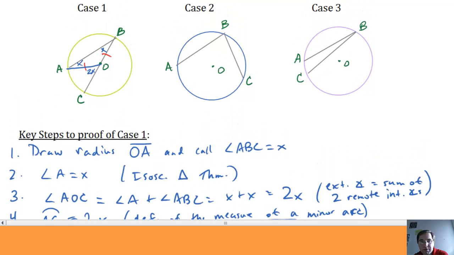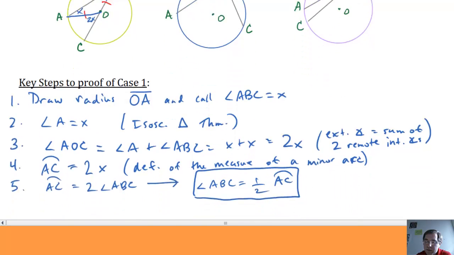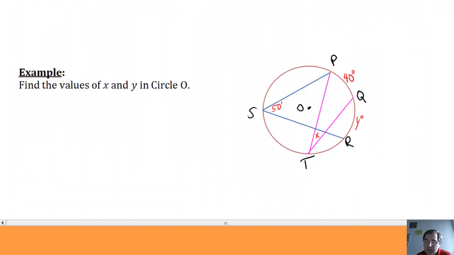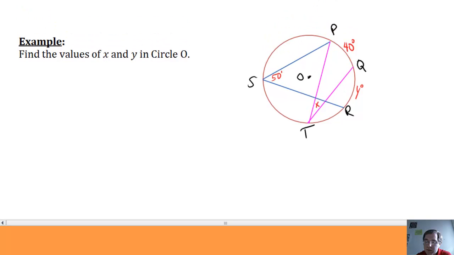Here's an example of how we'll use this theorem. Find the values of x and y in circle O. So you'll see the blue angle that I've drawn with its vertex at S, that's an inscribed angle with a measure of 50 degrees. The pink angle I've drawn with its vertex at T is an inscribed angle whose measure is x. So let's find x. Well, x is going to be half the measure of arc PQ. That's its intercepted arc. But arc PQ is 40. X is going to be half of 40 degrees, which is 20 degrees.